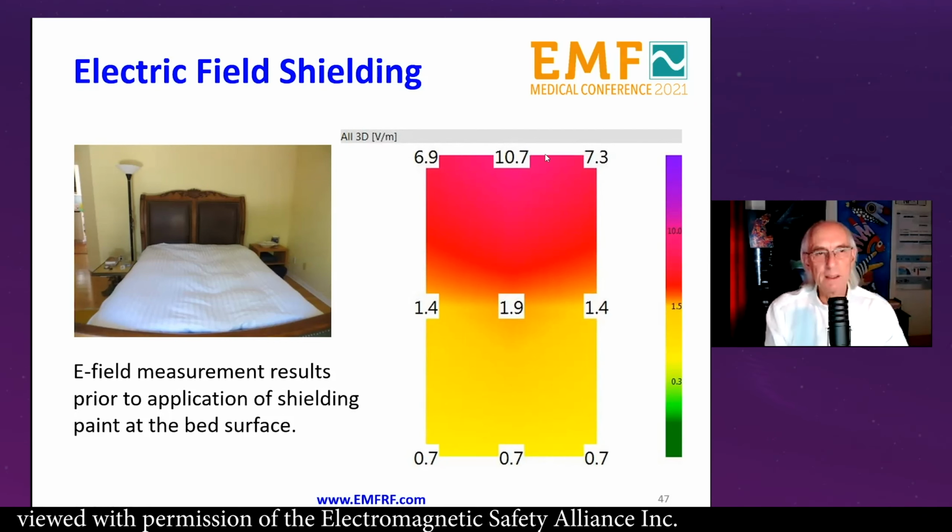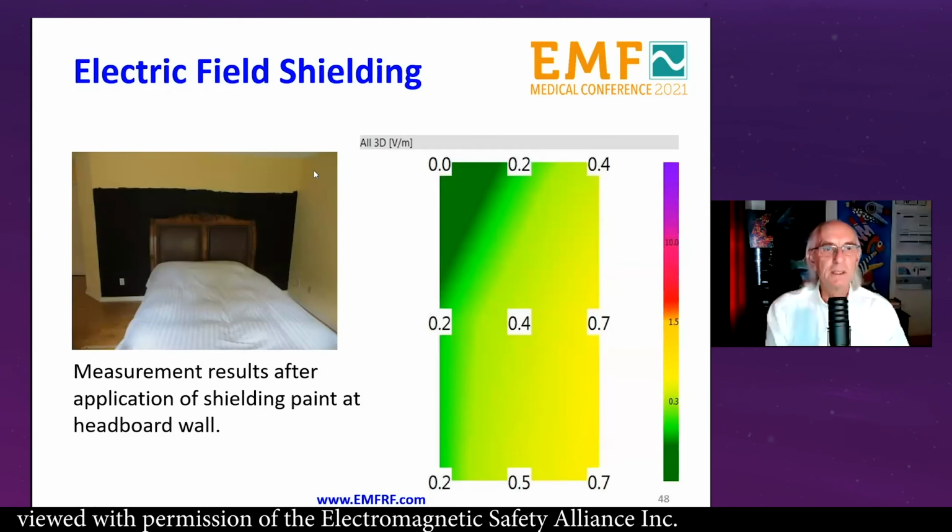So let's apply what we just learned. That is, we can shield a wall. So we apply some shielding paint onto the headboard wall, and then we go back and remeasure. Why didn't we paint the wall all the way to the top? Because the wiring is down here between this outlet and that outlet and that outlet over here, and there's no wiring up here. So that's why I stopped painting it here.